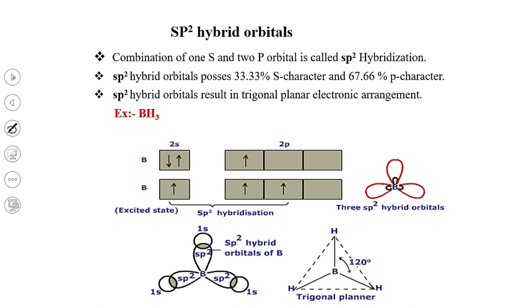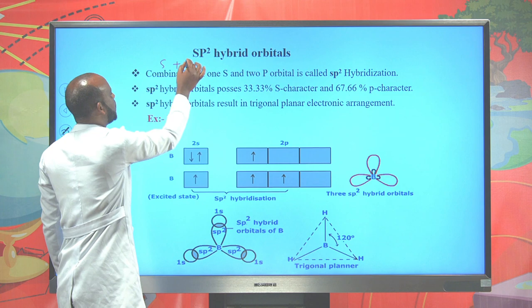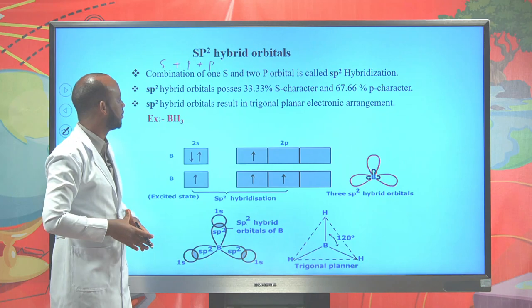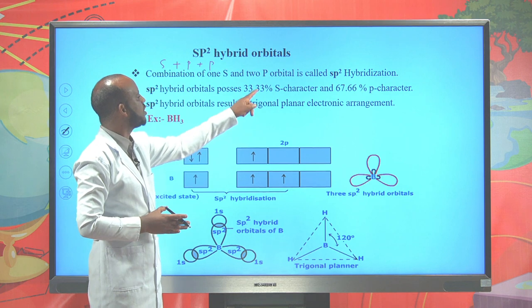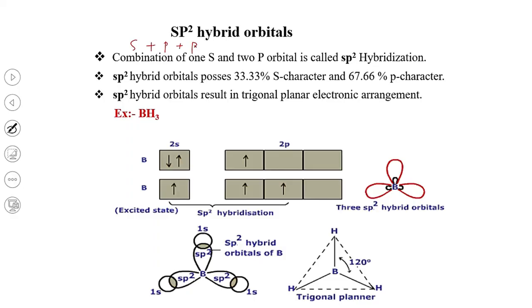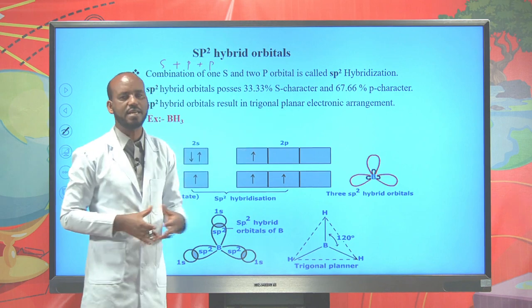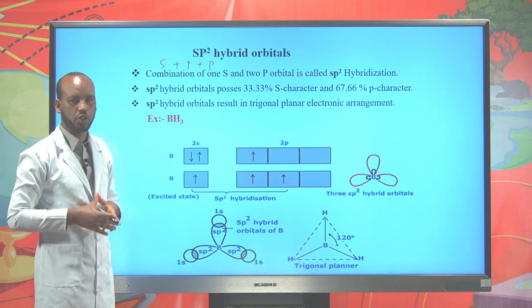Combination of 1s and 2p orbitals is called sp2 hybrid orbital. SP2 hybrid orbitals possess 33.33% s character and 66.67% p character. SP2 hybrid orbitals result in trigonal planar electronic arrangement with bond angle 120 degrees. For example, boron trihydride, BH3.